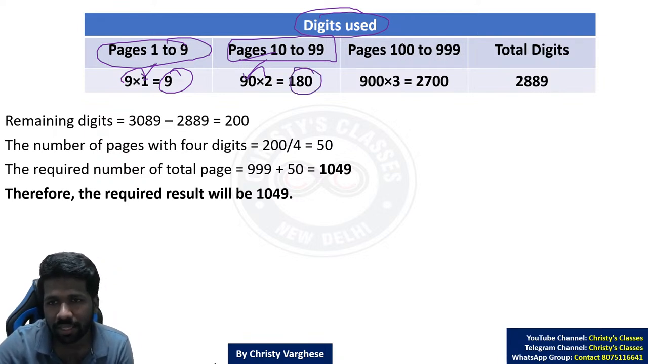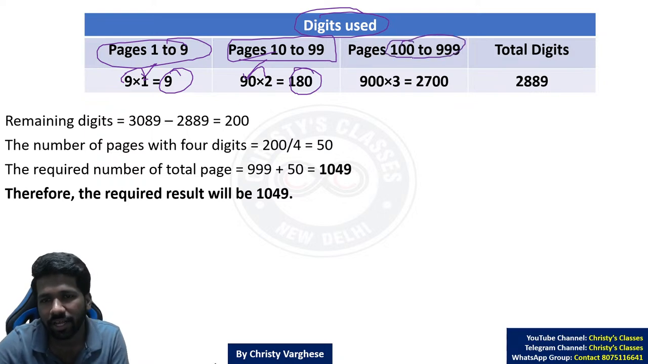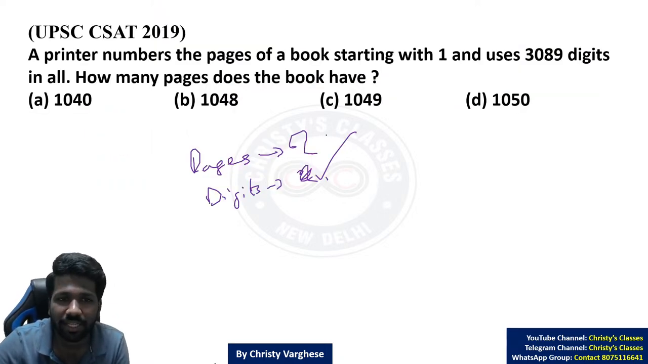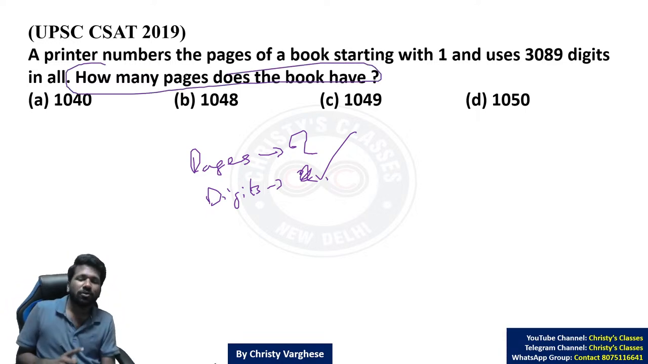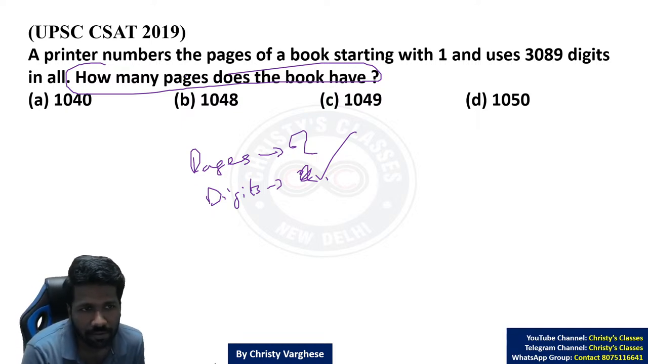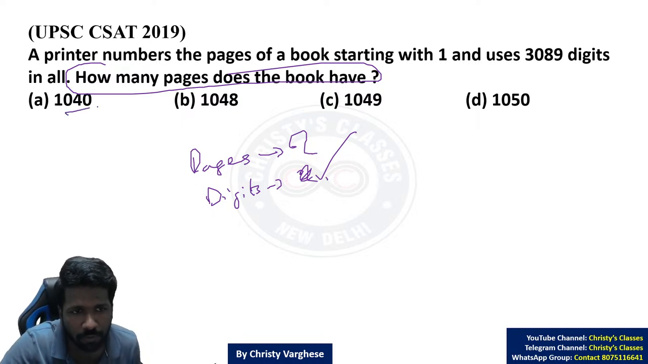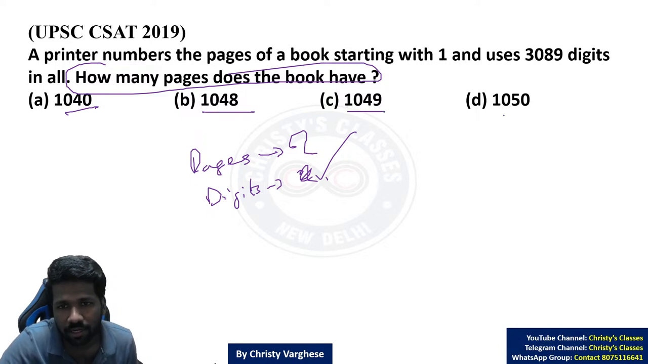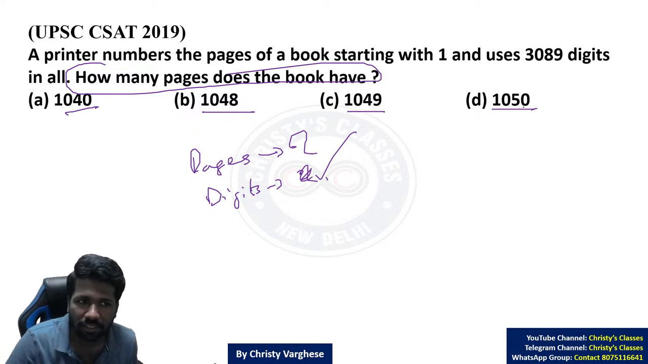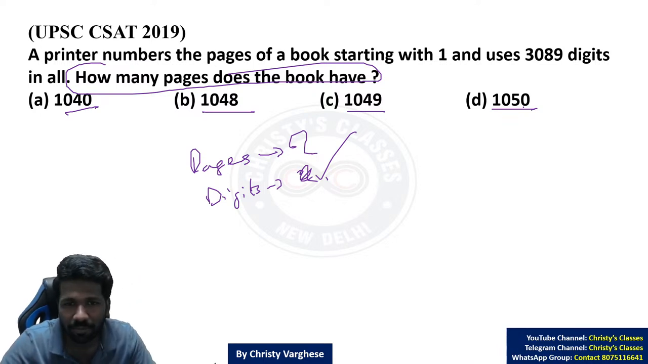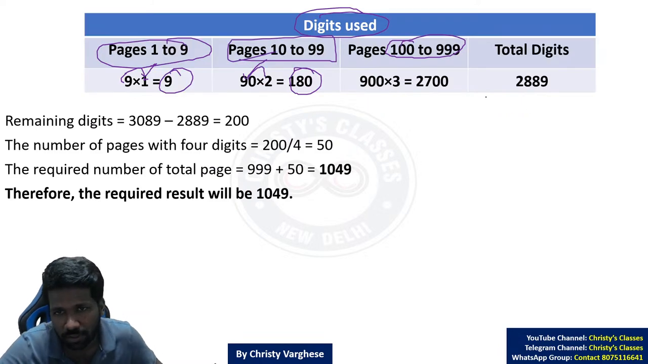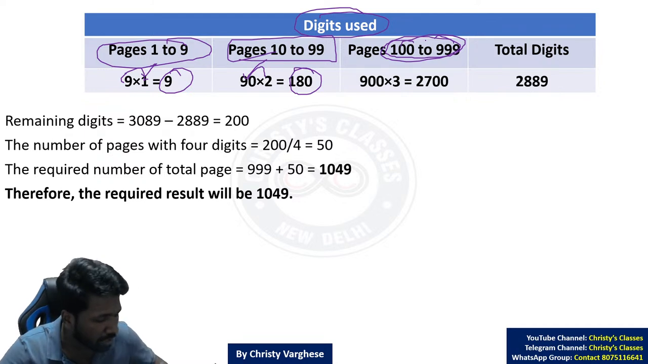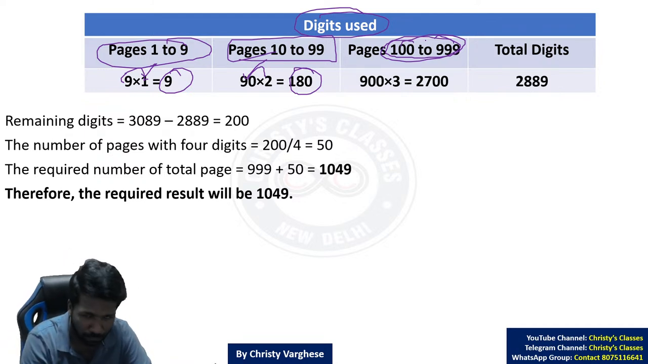Now, three-digit numbers are from 100 to 999, but how do I know that all three-digit numbers are there? That is where you should use the options. In all previous classes, I told you, you should be flexible with methods. The options confirm that the total number of pages is exactly 4 digits, because all options have 4 digits. That is why up to 999 all numbers are used, because after completing all 3-digit numbers you can start 4-digit numbers.